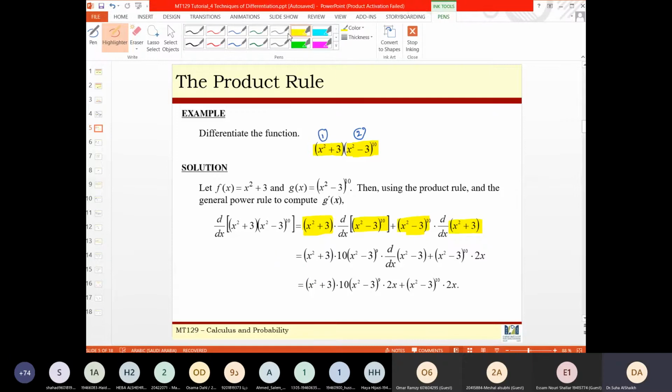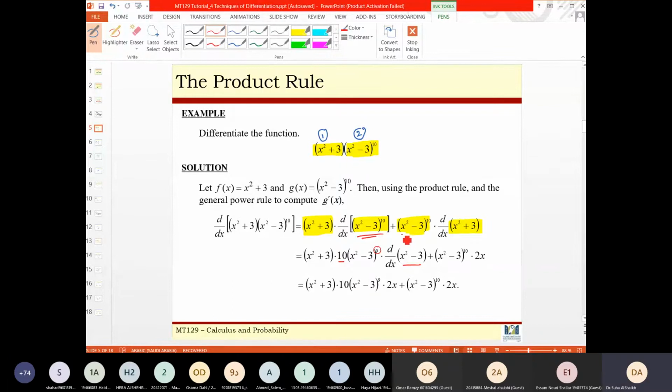So we find the derivative of the parts that we need to differentiate. What's the derivative of (x^2 minus 3) to the power 10? This is a bracket to a power 10. So the derivative is the derivative of the bracket multiplied with the derivative of what's inside the bracket. So it is 10 times the bracket to the power 9, multiplied with the derivative of what's inside, which is x^2 minus 3.